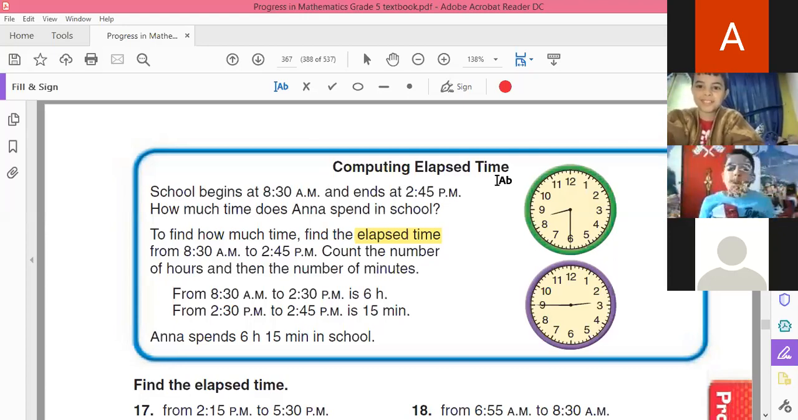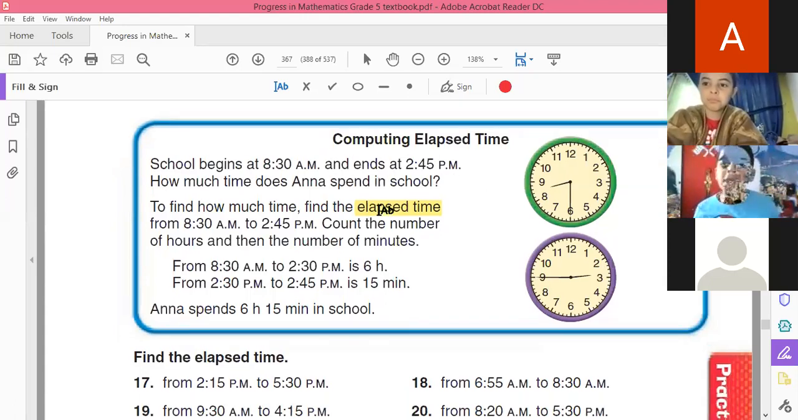3 hours. Same like this, they will give us the start time and the end time. We will find the elapsed time. We find the duration. Yeah, that duration. Okay. Easy.